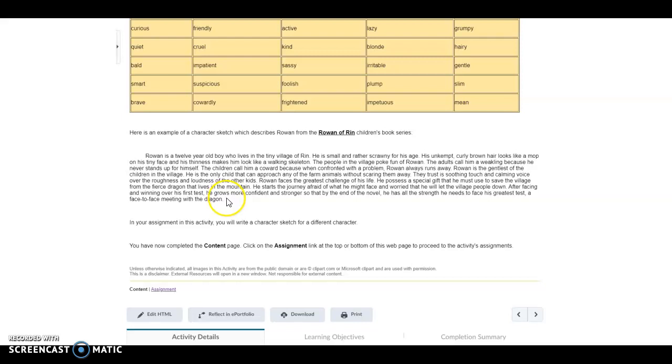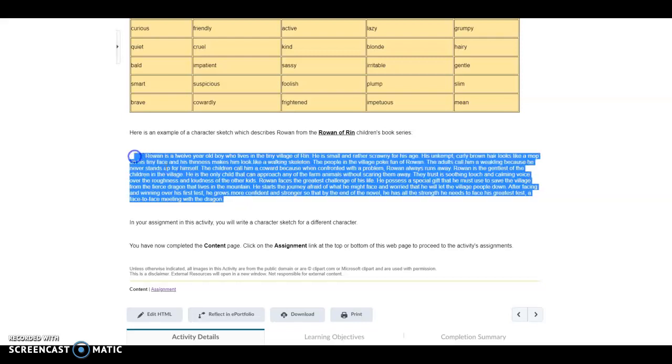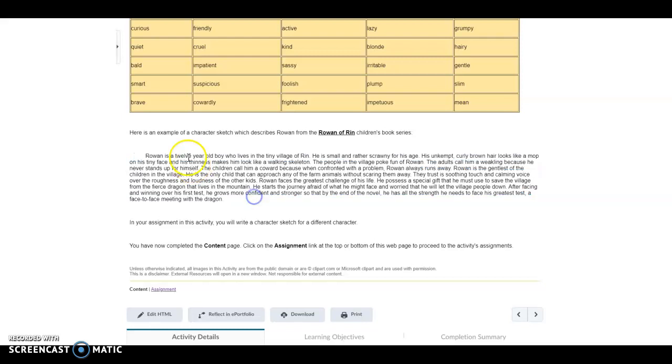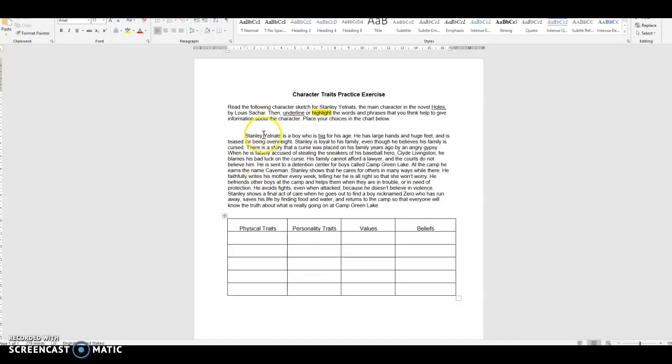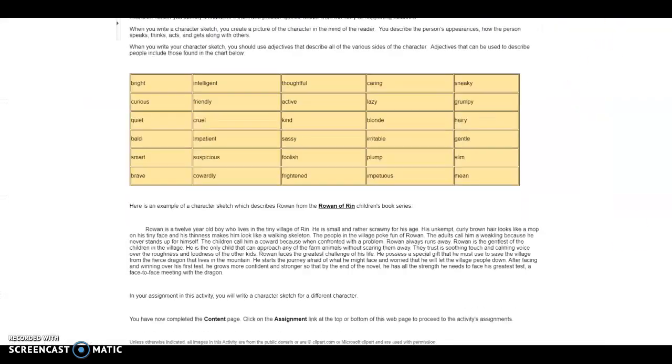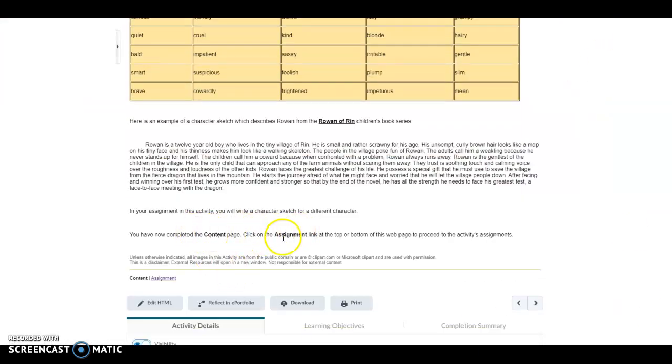We've got a sample character sketch right here on a boy named Roland. Take a look at this sketch. You'll see not necessarily these exact same words, but you'll see plenty of adjectives and plenty of words used to describe Roland in this little character sketch. At this point, you will have seen two character sketches, one on a boy named Roland and one on a boy named Stanley. Once you feel comfortable with that, you can move on to the assignment. You're done the content, and you're going to have to write a character sketch on your own.